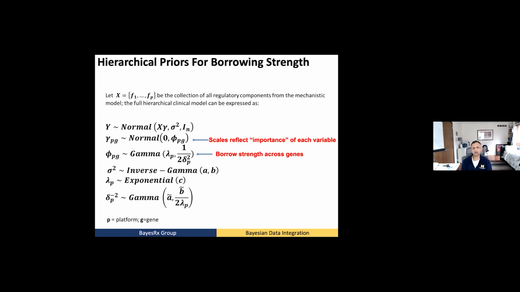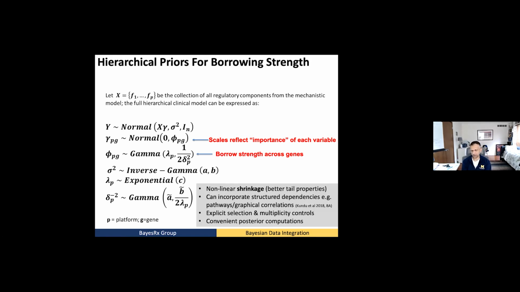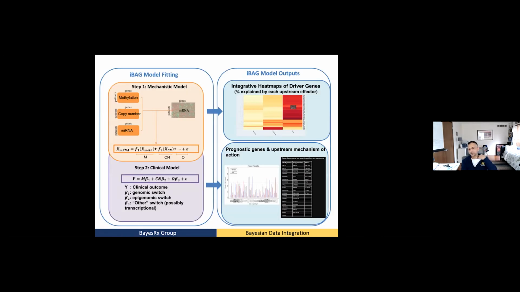So this sits on a Bayesian model, which builds on a set of priors that borrow strength not only across the variables but also across the genes, using a hierarchical prior formulation. As I said earlier, this gives a lot of flexibility in incorporating different types of shrinkage properties, not only pathway based but also graphical correlations, and that's some work we've been doing.